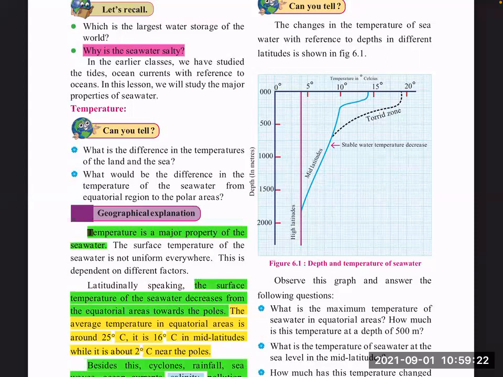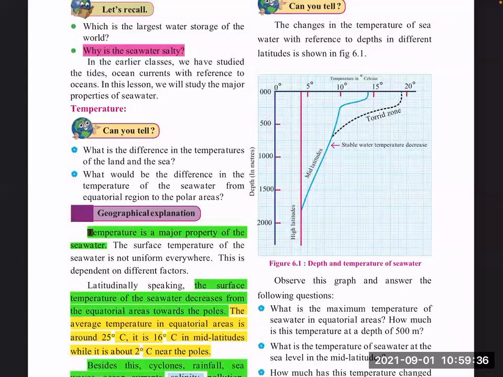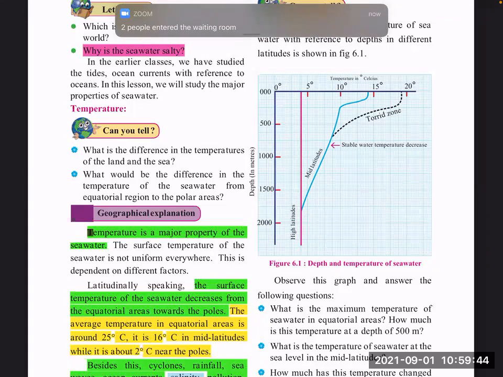But the temperature varies from one place to another. Just imagine the previous diagram, the globe, where I showed how the regions are divided. That is 0 degree latitude to 23 and a half south and 23 and a half north. The 23 and a half south to 23 and a half north is the equatorial region, where the sunlight is perpendicular.